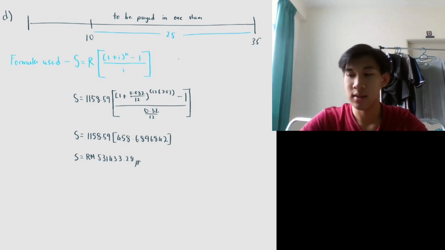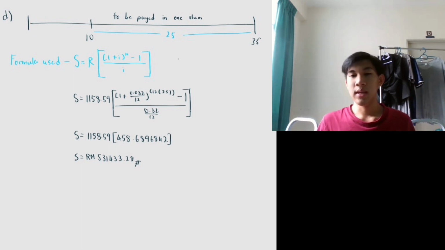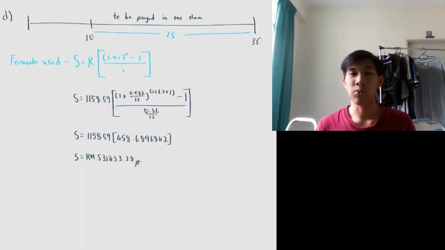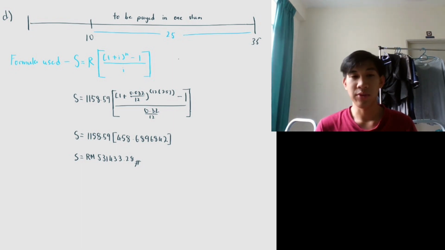However, n is different because Kevin had already paid 10 years in sequence. However, he wants to pay the sum of the rest of the years, which is 25, which is why the n is 12 times 25 instead of 12 times 35. After the substitution of information and calculating the equation, the answer should be 531,433 ringgit and 28 cents.